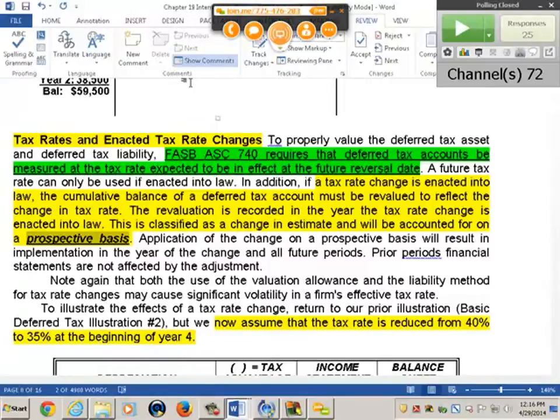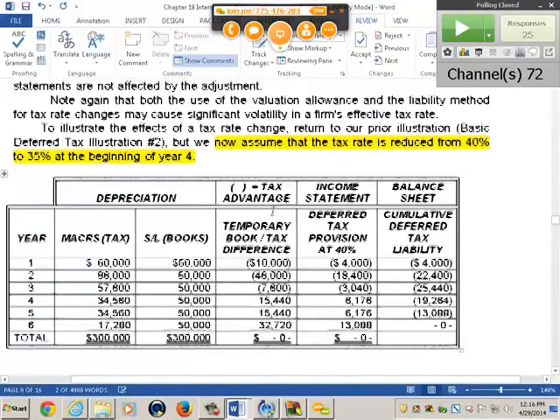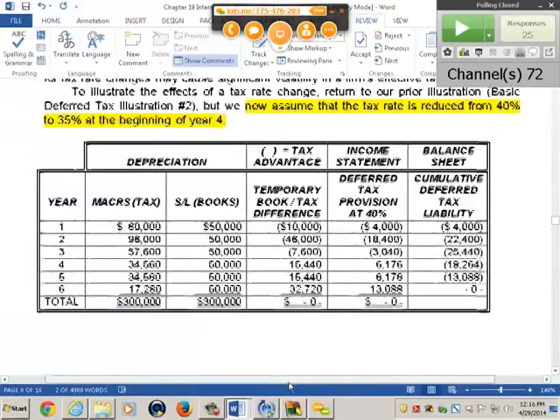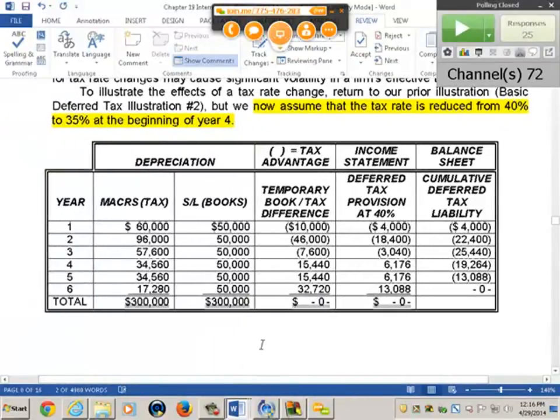The same numbers we had earlier. So that if we once again look at our depreciation, same table we had before, and up on the screen, I'm going to just leave this for now. This is all at 40%. Now, here's the problem.